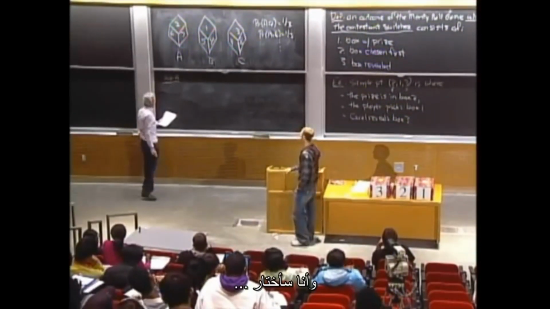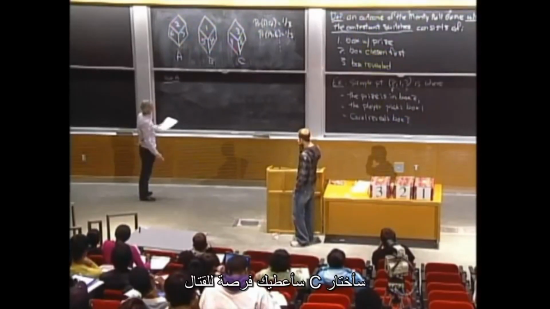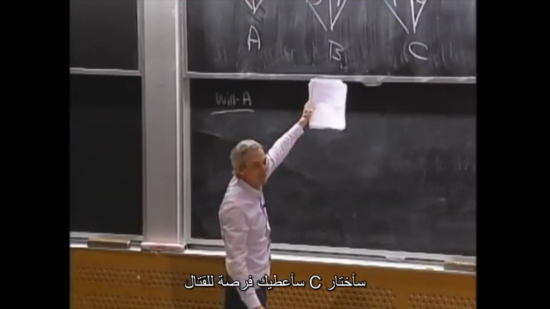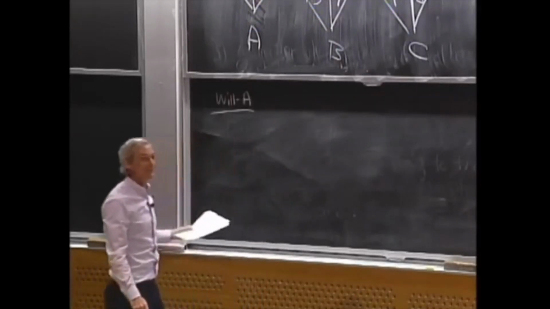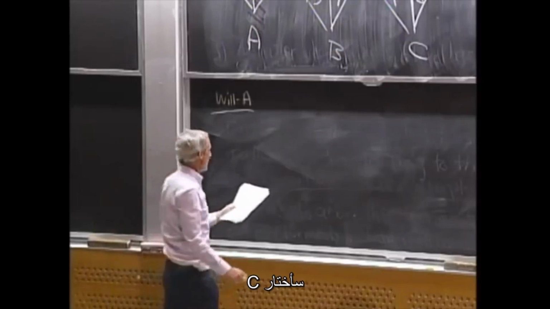All right. And I'm going to pick. I'm going to go with C. I'm going to give you a fighting chance, right? Because we figured A beats C for sure, right? Because you got a 6 and 7 that beat up 3 and 4 pretty good. And yeah, I'm going to pick C.